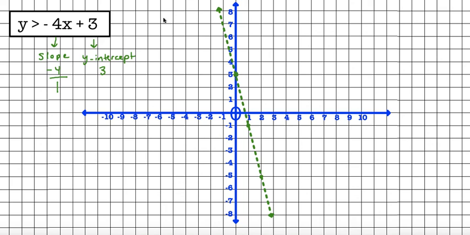Alright, so now we're going to pick two coordinates, one on each side of the line, to see which one gives us a true statement. So 0, 0 is the easiest one that we could use if it's available. So 0 is greater than negative 4 times 0 plus 3. So 0 is greater than negative 4 times 0, which is 0, plus 3. 0 is greater than 3, and we know that this is not true.